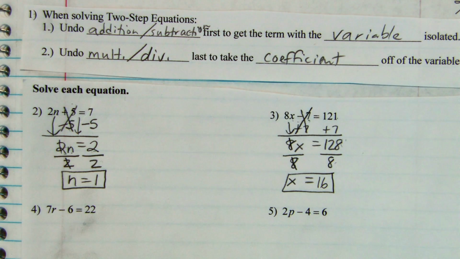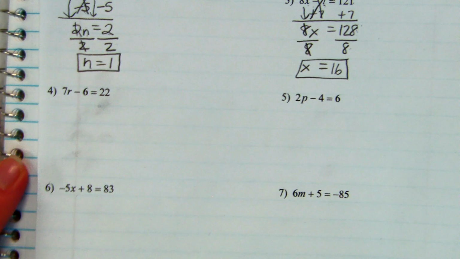So we undo the addition and subtraction first. You undo the multiplication last. You're not going to have any division to undo on these for 6th and 7th grade.